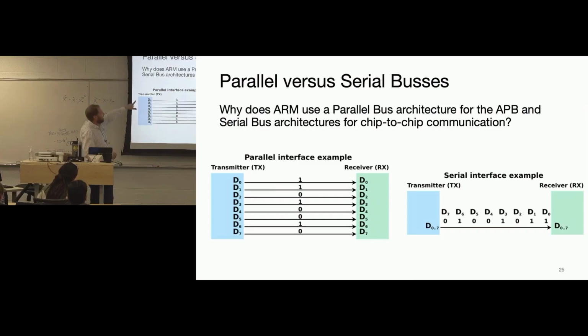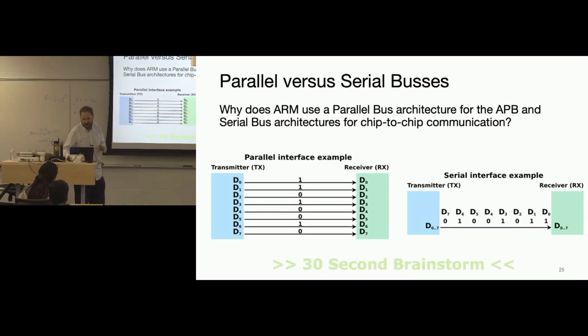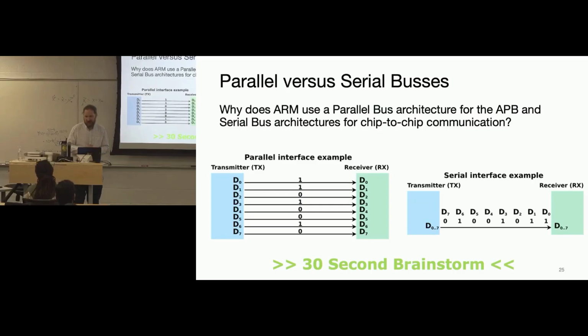Okay, so a question for you. Why does ARM use parallel buses inside the chip, like the APB, and why do we use serial buses for off-device communication, for chip-to-chip communication? So why don't you take 30 seconds or so, talk amongst each other.